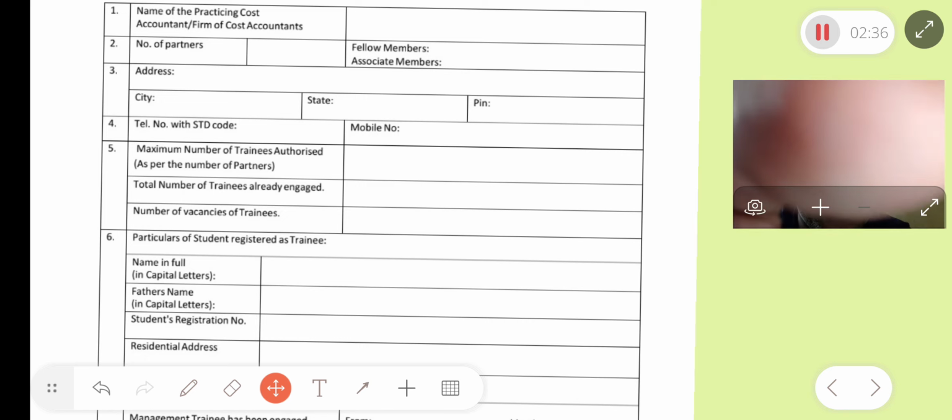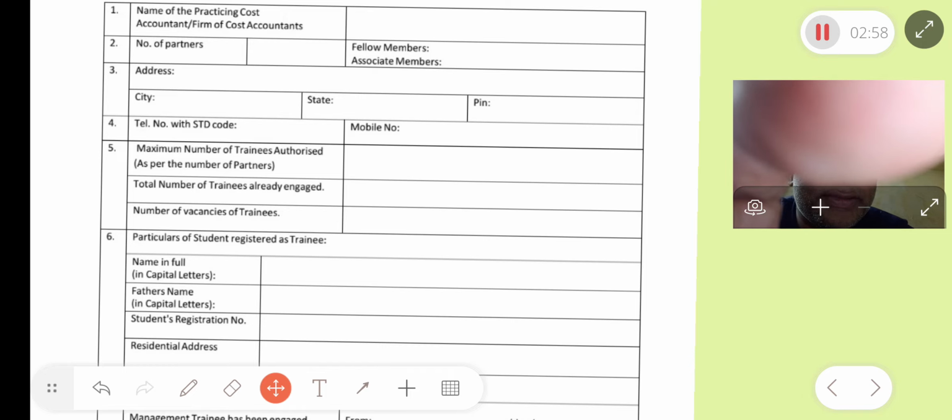The next part is the maximum number of trainees authorized as per the number of partners. This column is given by the number of vacancies of trainees, and mention here the maximum trainees authorized as per the number of partners for the recognized practicing cost accountant or firm of cost accountants.